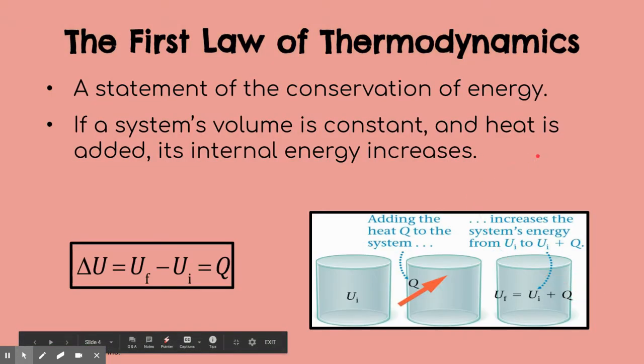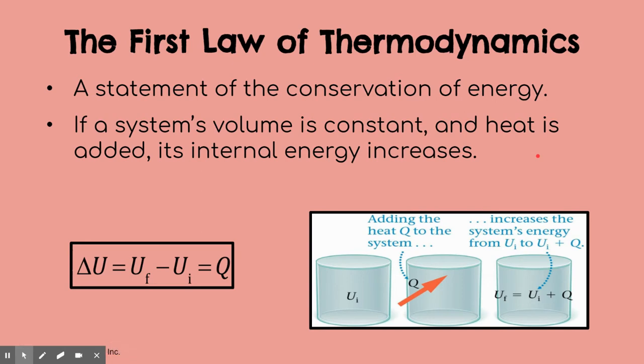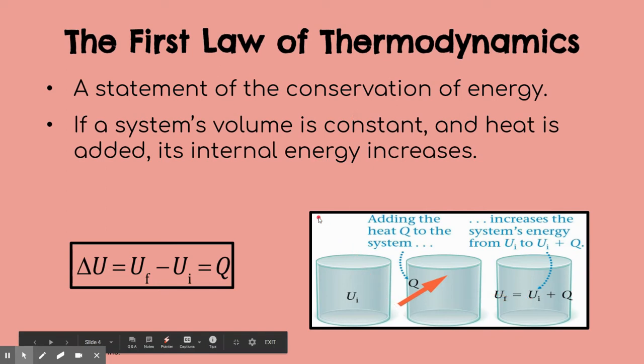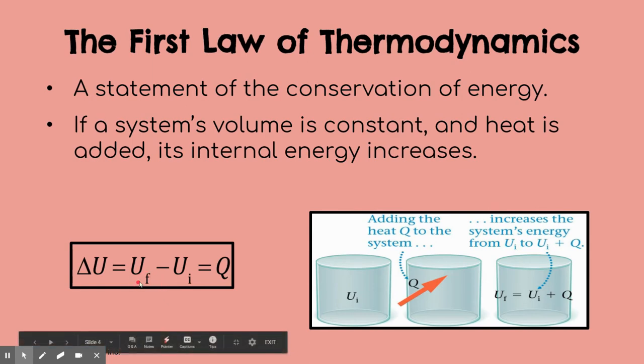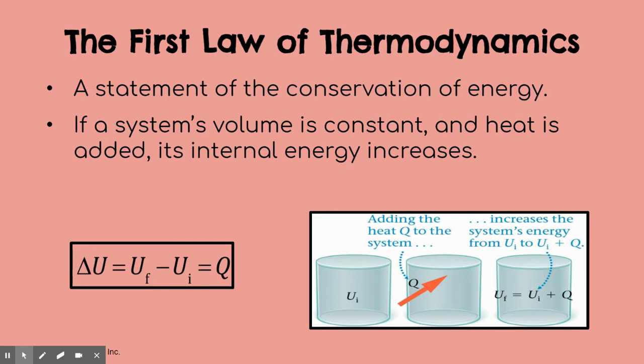Okay. And now we'll move into the first law of thermodynamics, and we will be on this one for quite a few slides. So the first law of thermo is about the conservation of energy. And when we add heat to a constant volume system, so the volume is not changing, but we're adding heat, the internal energy, which is U of the system, will increase. Why? Because heat is a form of energy. So we can say that the change in the internal energy of the system is just equal to Q.